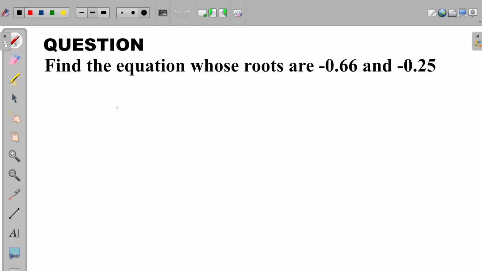So question 2 says, find the equation whose roots are minus 0.66 and minus 0.25.